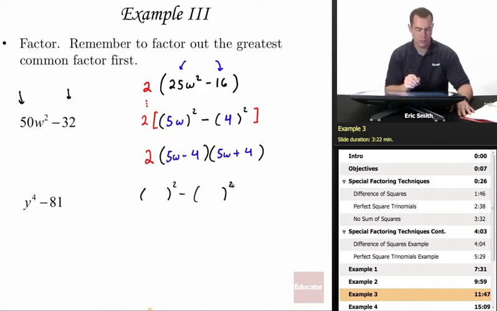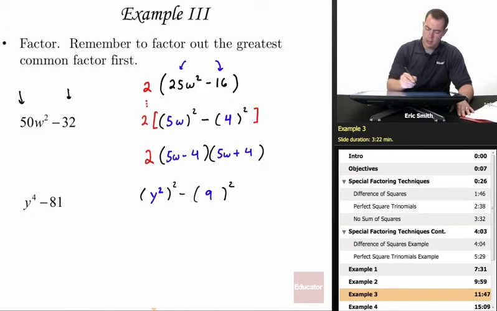So let's see what we can do with this one. What squared would give us a y to the 4th? It is a little bit trickier, but if you square a y squared, that will do it. And it really comes from our rules for exponents, because we would end up multiplying the 2's together. Well, what squared would give us an 81? Well, that'd be 9. So we could use our formula to break this down.